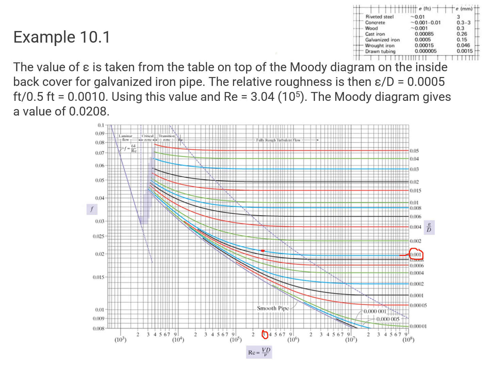Then if you come all the way over to the left-hand side, to me, I get about 0.021, somewhere about here. Now the book says you get 0.0208. There's no way you can read that off this chart. But we'll take his value that he got and continue using it.